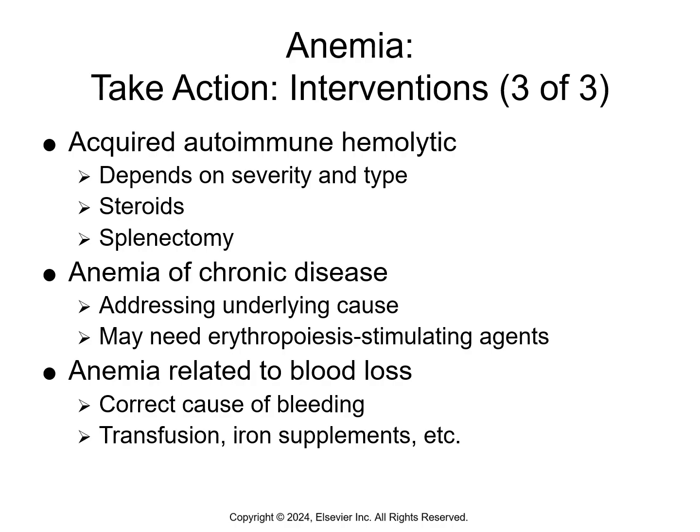Autoimmune hemolytic anemia. This is when the immune system attacks the RBCs. The treatments include steroids and possibly a splenectomy because the spleen destroys the RBCs.